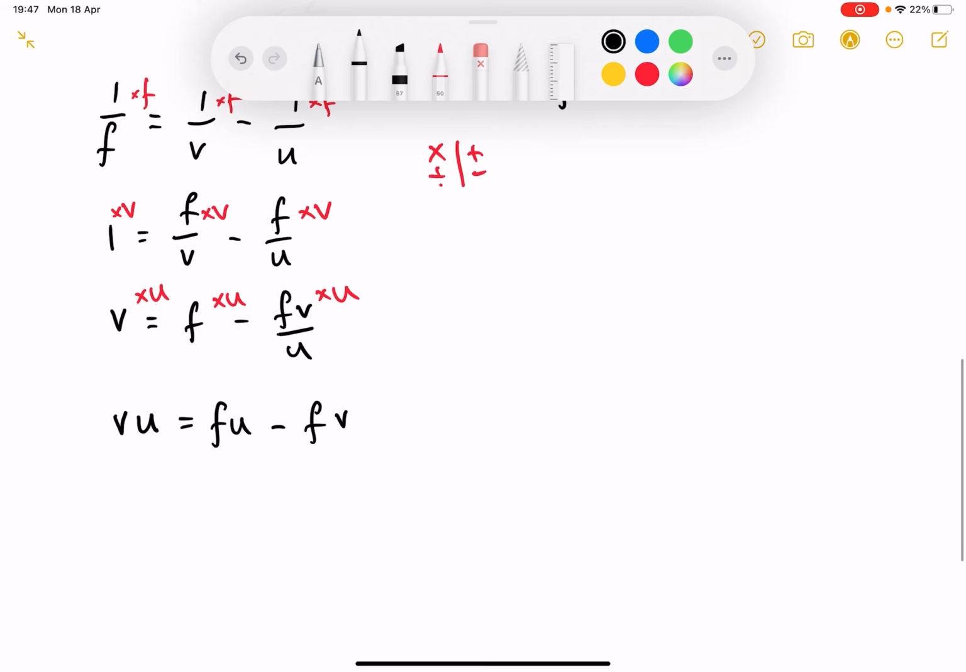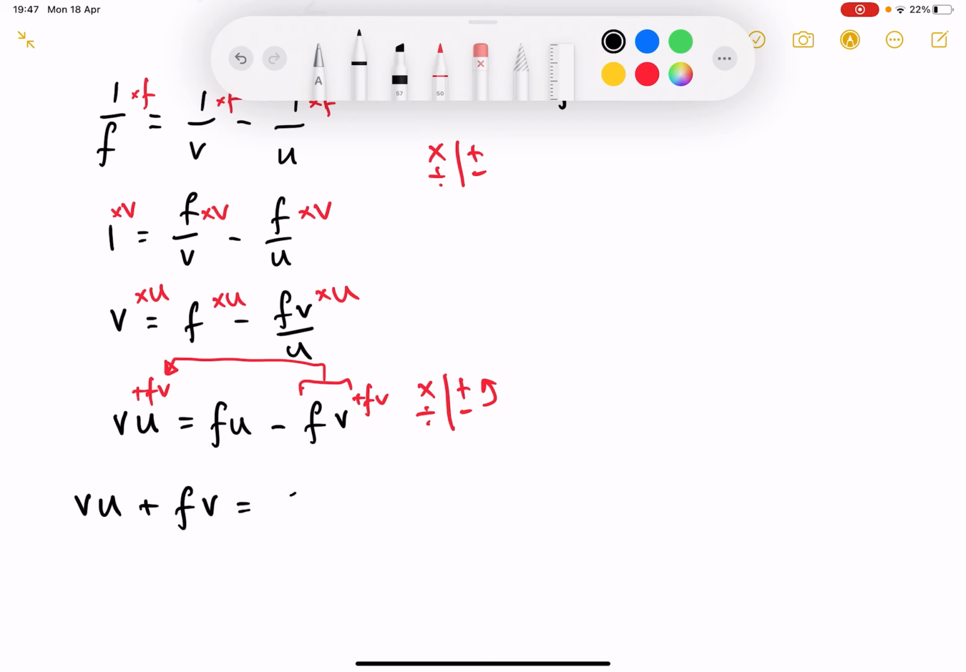We want to make v the subject. Now, another problem we have this time is we have v here and v here. The best thing to do is to collect the like terms, which is v in this case. Let's move this to the left. To do that, let's quickly list this out. It's minus this whole thing, so we need to add it on both sides. So we add fv, add fv. What does that leave us with? We have vu plus fv is equal to fu.